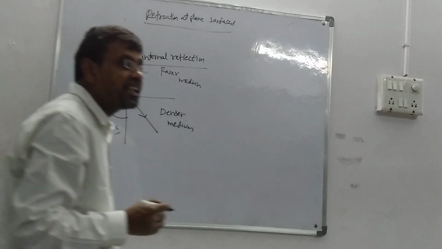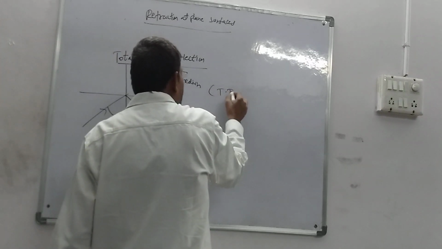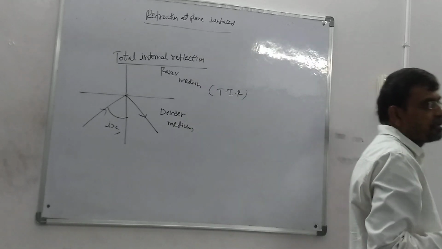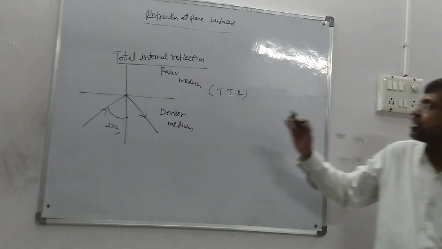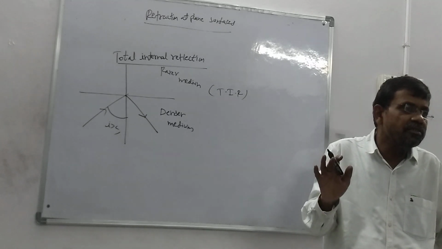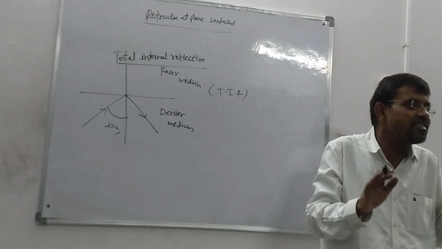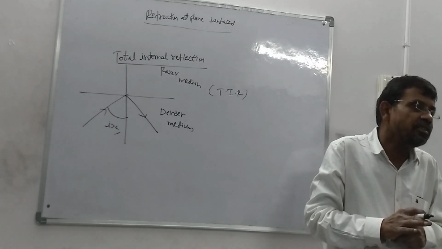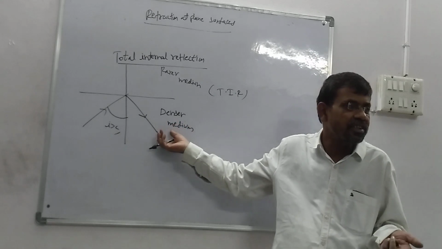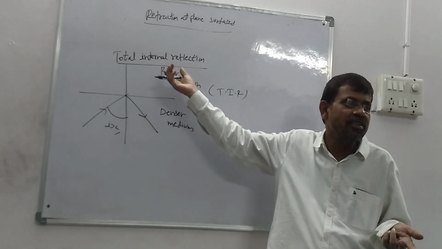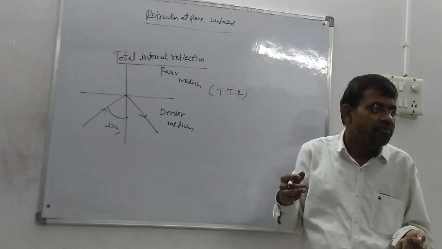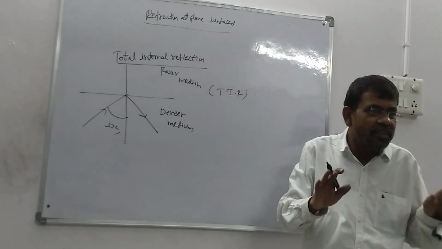This is called TIR. TIR means what? Total internal reflection. The beam of light must travel from the denser medium to the rarer medium. The rarer medium is known to be always air when we take mu equal to 1 by sin c. In that formula case only air. A beam of light may travel from any medium to another medium. Here I am creating glass, here I am keeping water. What happens? Glass becomes the denser medium and water becomes the rarer medium. Understood now? So it is not always air.